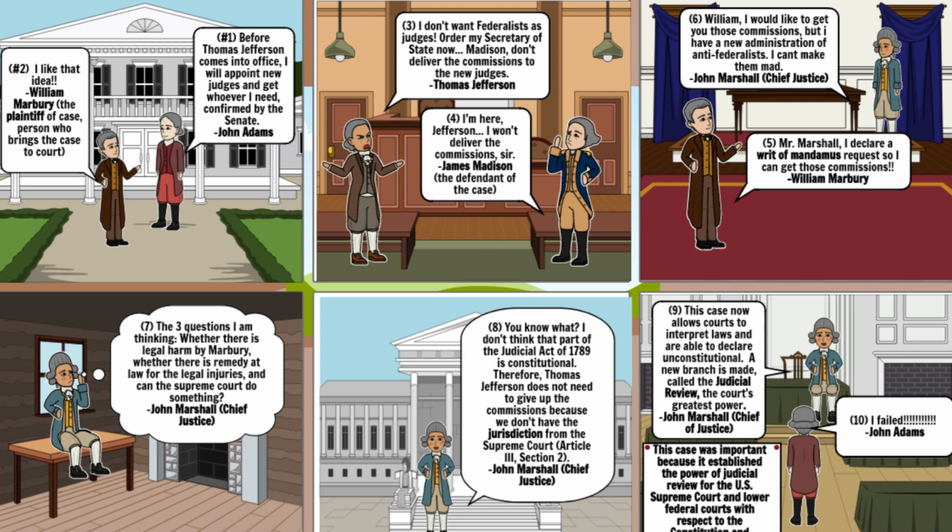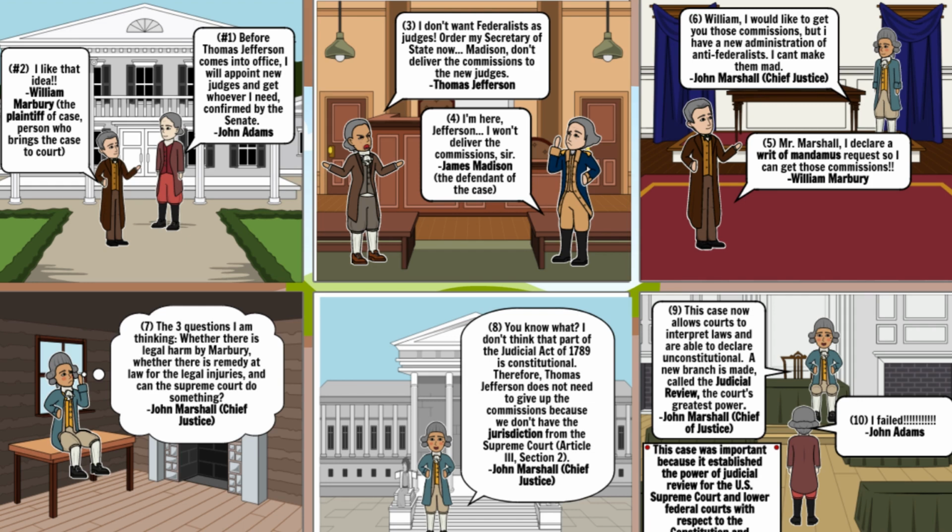However, in the second clip, that is where Thomas Jefferson is telling James Madison that he does not want Federalist judges, and he does not want the commissions to be produced amongst them. So James Madison denies all of the commissions. After this, John Marshall, the Chief of Justice, and William Marbury are speaking. This is where Marbury petitions for a writ of mandamus, because the Chief of Justice wants to get him those commissions, but he can't make Thomas Jefferson angry.